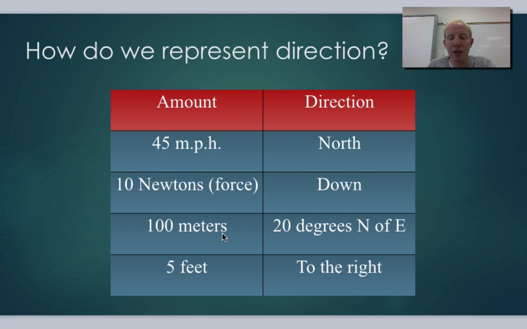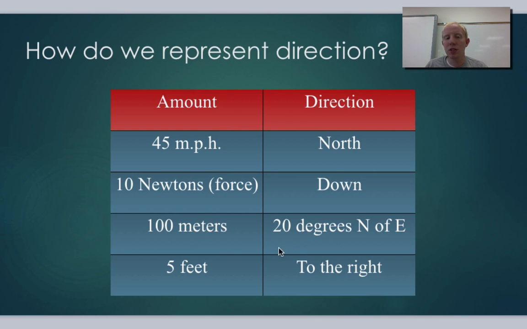We could say 100 meters. We can specify an angle, so 100 meters at an angle of 20 degrees north of east. We could just say something like 5 feet to the right. So we can give our values in many different ways because we have different things we represent, and we can give our directions in many different ways. We'll find later on that the most common way to do it is with an angle, because you can be the most specific when you use an angle to describe it.